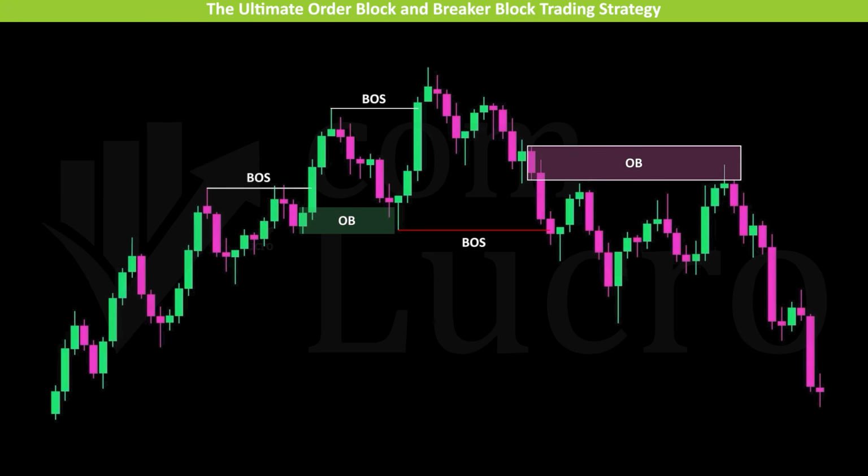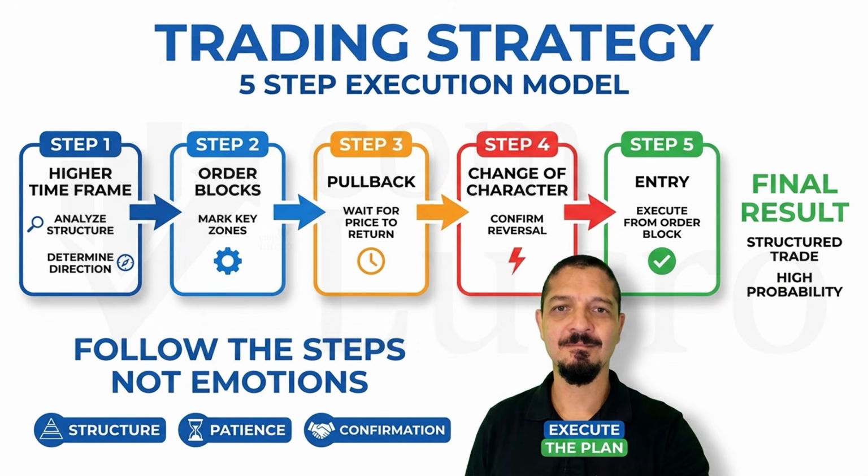Of course, the concept of market structure goes much deeper than this, but for now, this explanation gives you a clear and practical foundation for understanding how order blocks form, how to identify them, and how to use them effectively within your trading strategy. Now that we've explained order blocks and market structure, it's time to move on to the actual trading strategy. This strategy operates using 2 time frames, and we've simplified it into 5 clear steps.